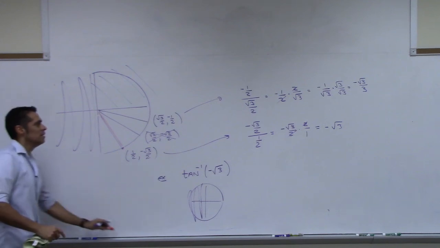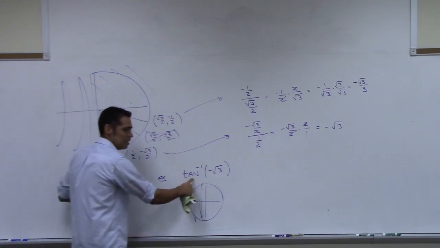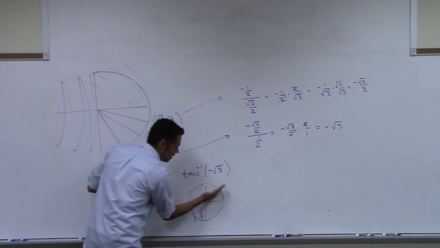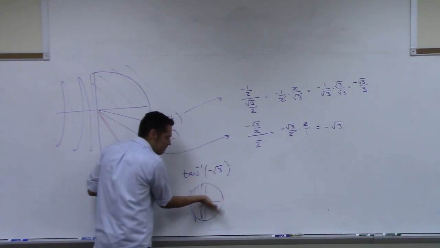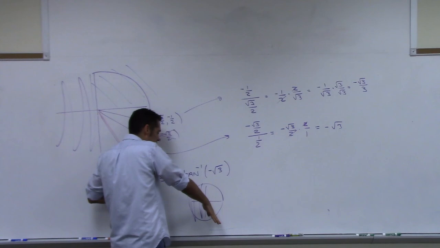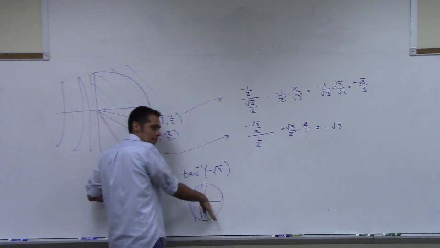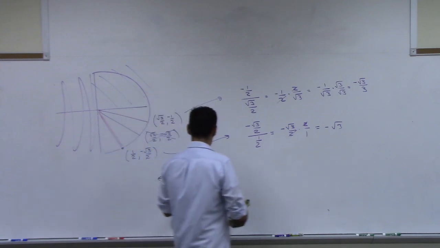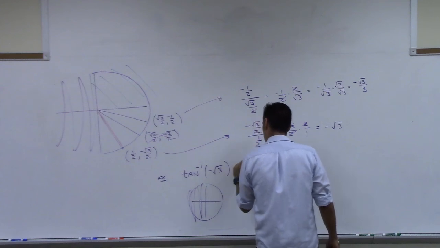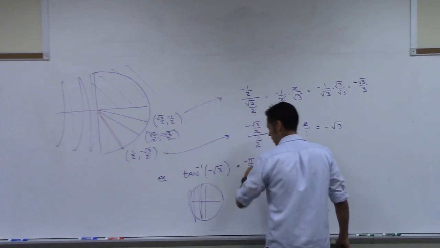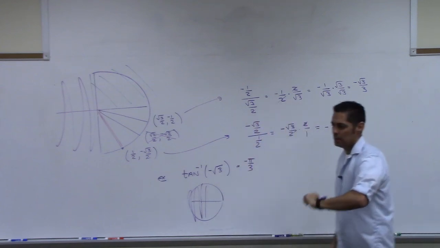Because remember, we were dealing with an inverse tangent. Inverse tangent can only be between pi over 2 and negative pi over 2. You cannot come all the way around. So my answer will be negative pi over 3. Does that kind of make sense?